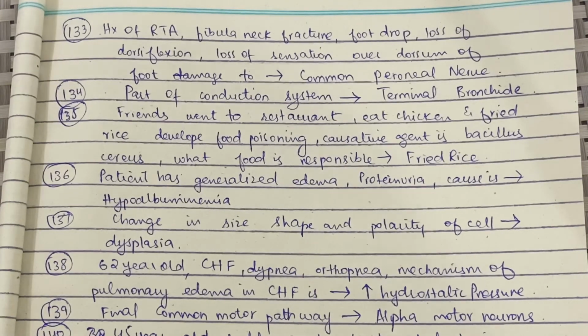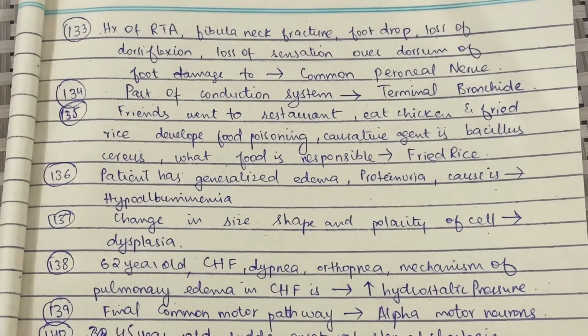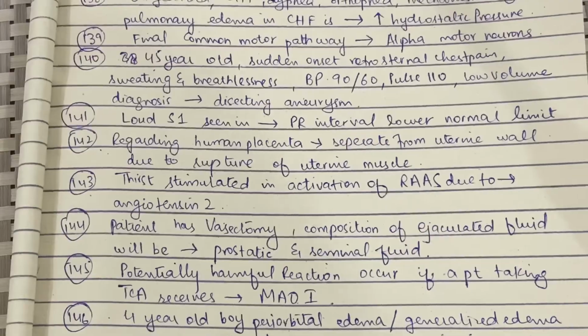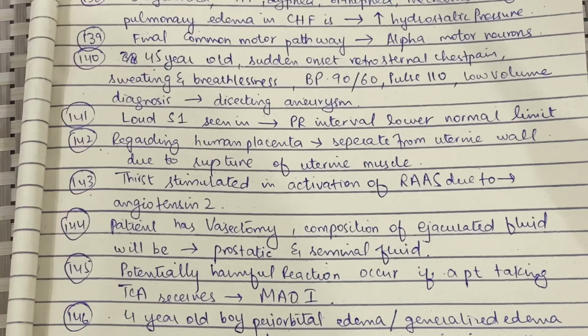Patient has generalized edema, proteinuria, causes hypoalbuminemia. Change in size, shape and polarity of the cell is dysplasia. 62-year-old with congestive heart failure, dyspnea, orthopnea. Mechanism of pulmonary edema in congestive heart failure is increased hydrostatic pressure. Final common motor pathway is alpha motor neurons.